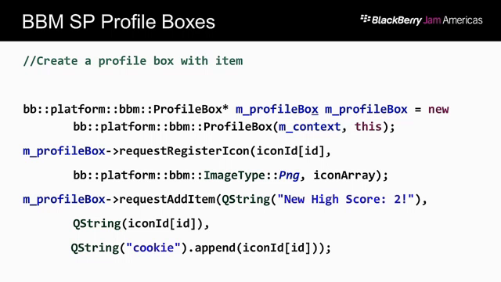Once we've done that, we call that last method, request add item, and we're going to specify the ID of the icon and some text there. So here we've got a new high score of 2. So obviously this person needs a little more practice, but they're getting there for now. And finally, we can append a cookie information on the bottom. Right now that's not used for a whole lot, but in the future that's going to be passed to the application if a user clicked on the item in that profile box, so you can know if your application was started from that context or not.